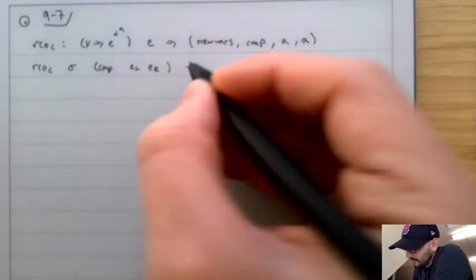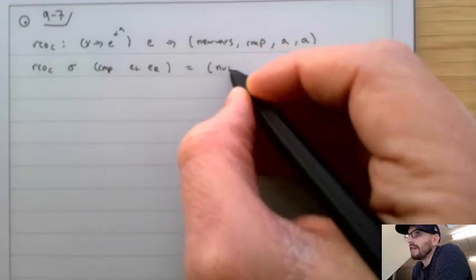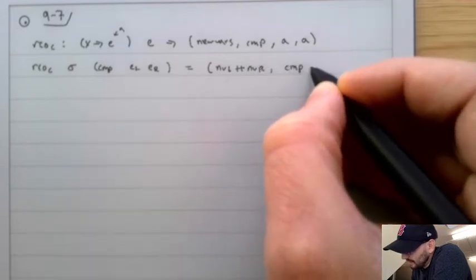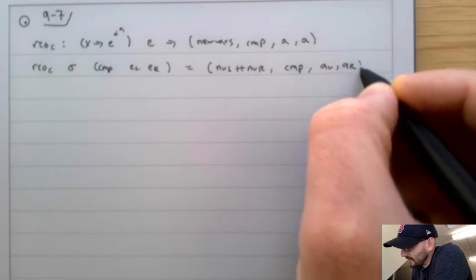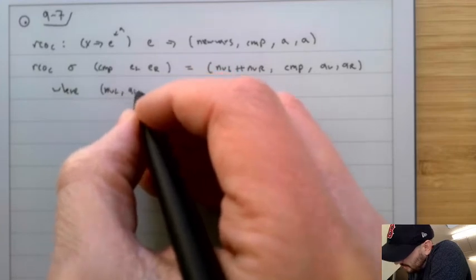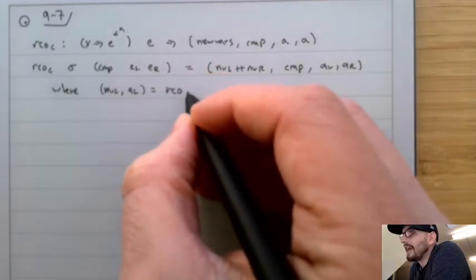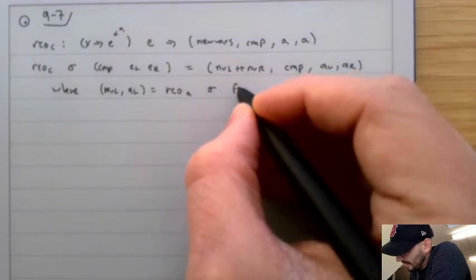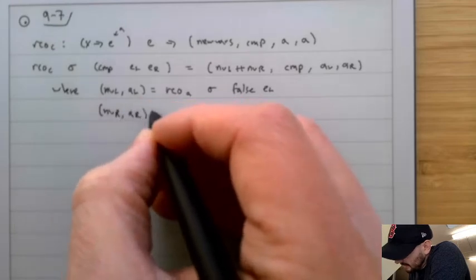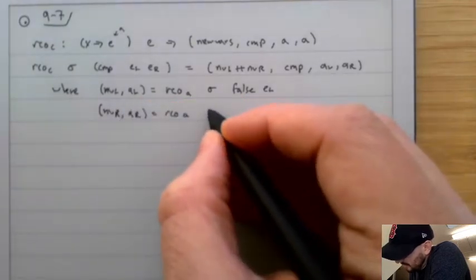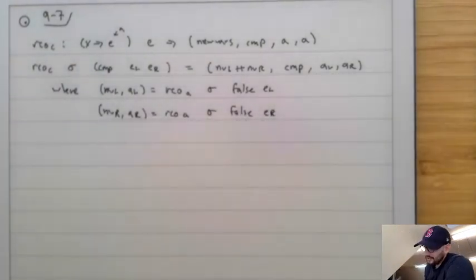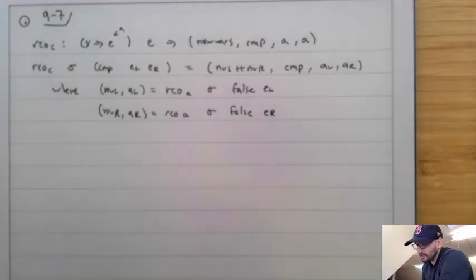In which case, what we're going to do is return the new variables on the left plus the new variables on the right, plus whatever the comparison operation is, the argument on the left and the argument on the right, where we get the new variables on the left and the argument on the left from doing RCOA on row, false, and the expression on the left, and the new variables on the right and the argument on the right from RCOA with false and the expression on the right. Okay, so that's one thing it could be. It could be a comparison.